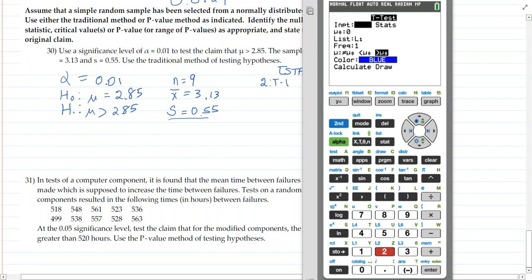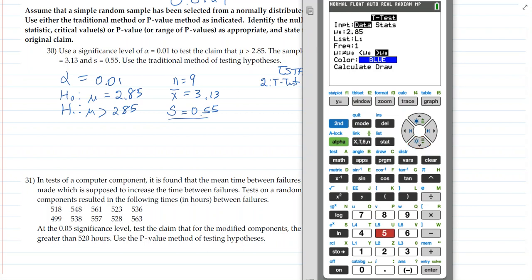And we have data. Oh, we got to do stats. Sorry about that. Stats. Our mu is 8500. Our X bar is 3 and 1300ths. Our standard deviation for our sample is 55. Our N is 9. And we're saying mu is greater. So that one's good. And we calculate.